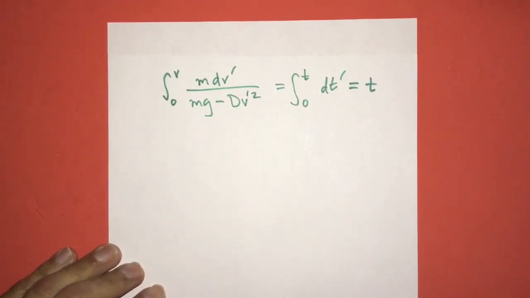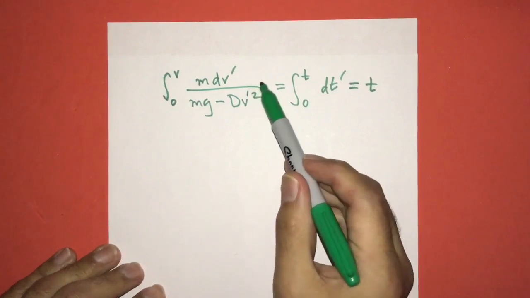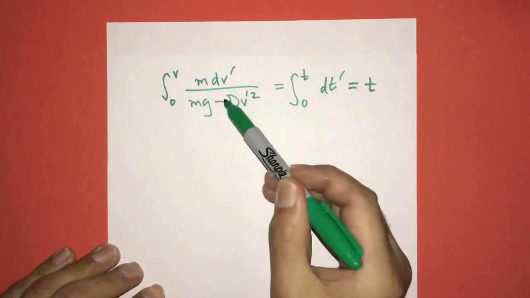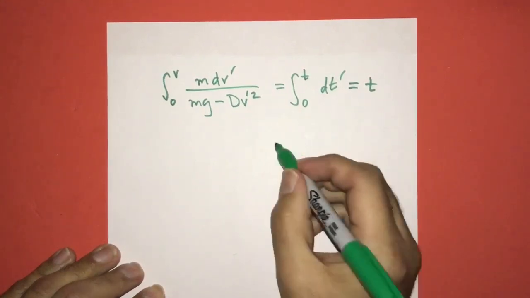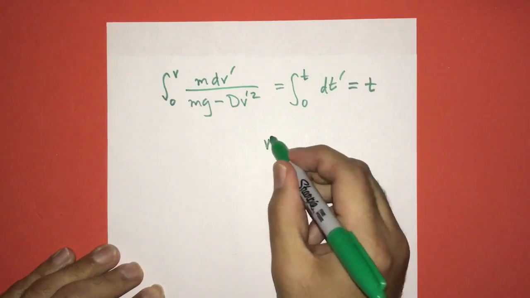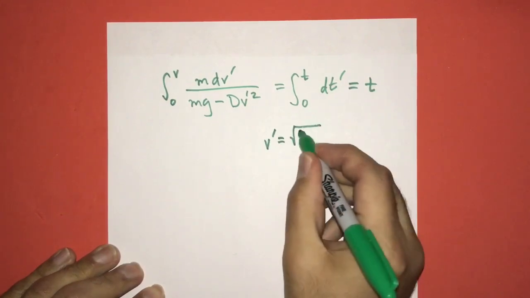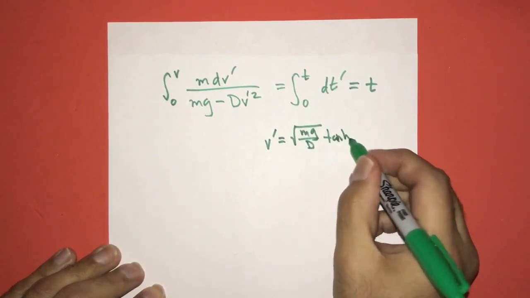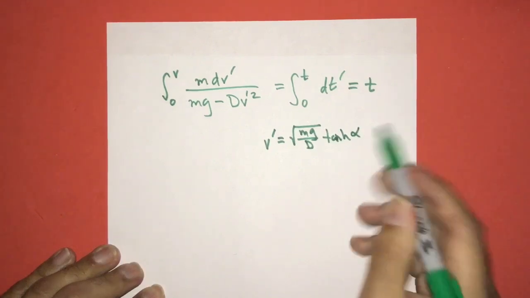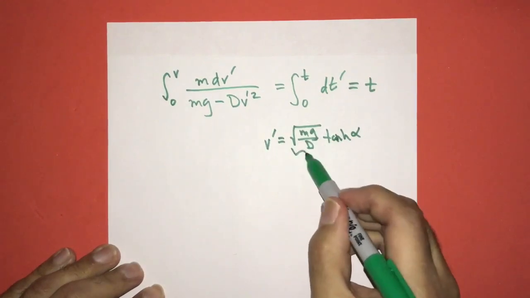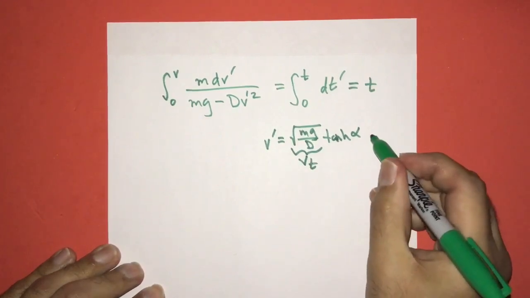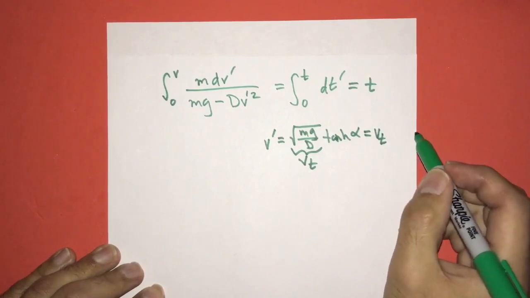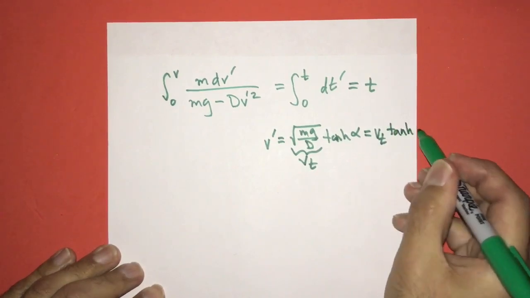So what do we have here? We basically have our variable squared in the denominator. So we're going to try this substitution. Let's set v prime equal to the square root of mg over d times the hyperbolic tangent of alpha. And what we saw before, this term right here is our terminal velocity. So we could simplify this a little bit. We're going to get v prime equals our terminal velocity times the hyperbolic tangent of alpha.